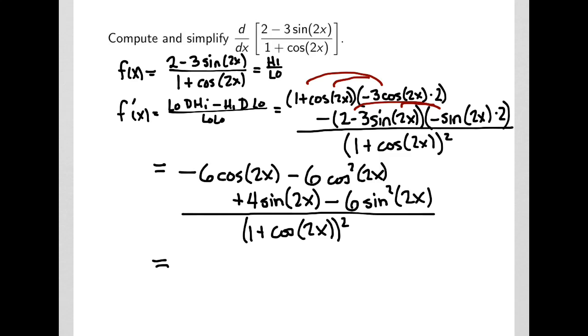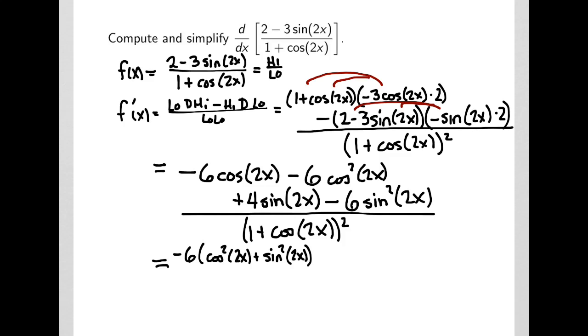When it asks us to simplify, one of the things that we should notice is we have minus 6 cosine squared, we have minus 6 sine squared. Those two terms can be grouped. So let's factor out that negative 6. Negative 6, we get cosine squared of 2x. And factor out, we're left with sine squared of 2x.